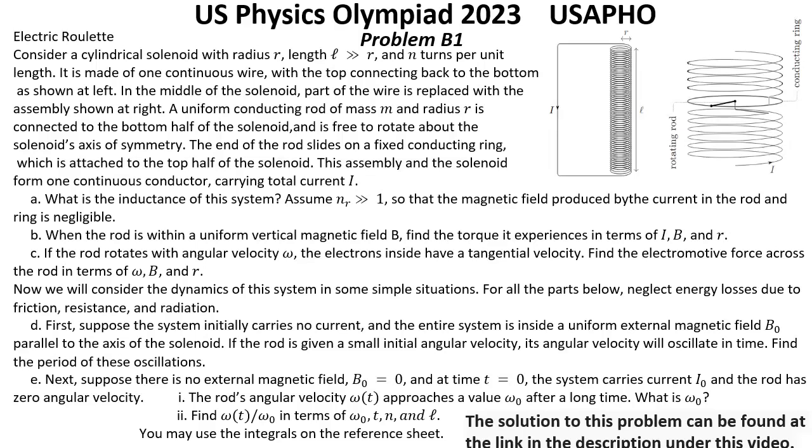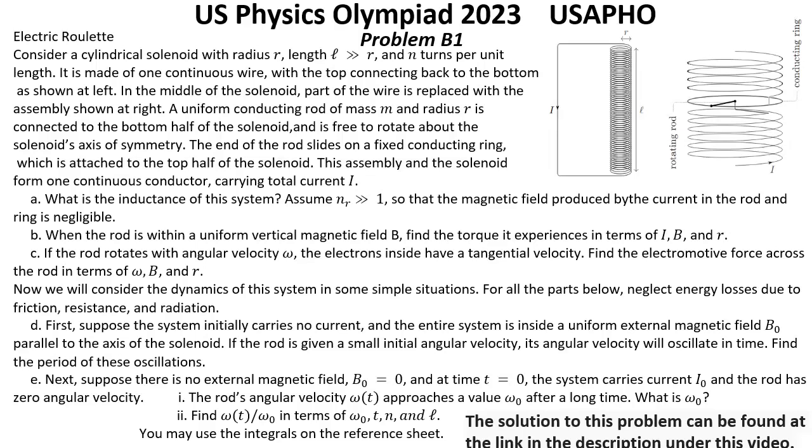A uniform conducting rod of mass M and radius R is connected to the bottom half of the solenoid and is free to rotate about the solenoid's axis of symmetry. The end of the rod slides on a fixed conducting ring which is attached to the top half of the solenoid. This assembly and the solenoid form one continuous conductor carrying total current I. First part. What is the inductance of this system?